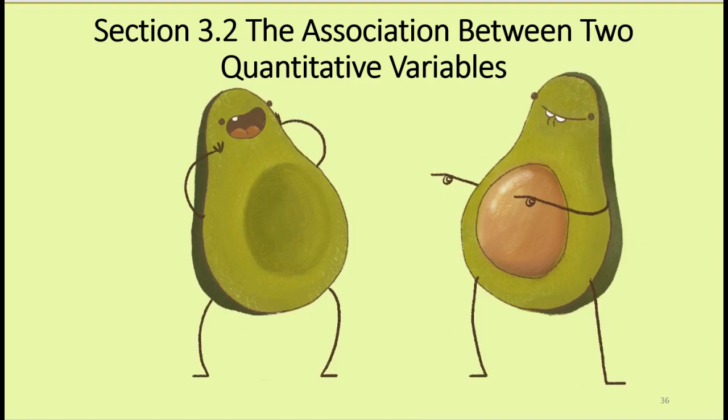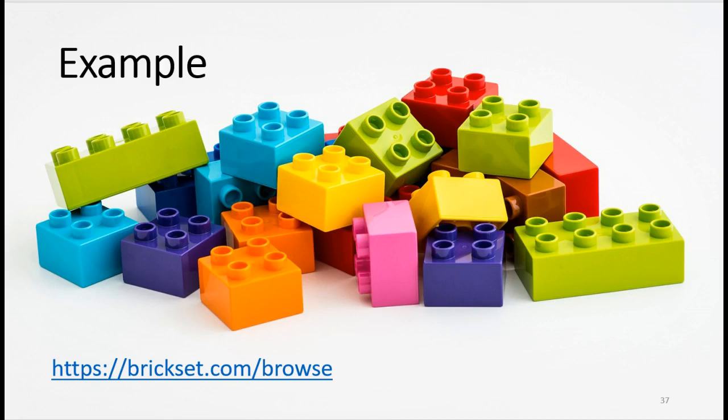We looked at ways to summarize two categorical variables with two-way tables, a difference in proportion, and bar charts. In this section, we will focus on exploring the relationship between two quantitative variables. How can we visualize the relationship between two quantitative variables?